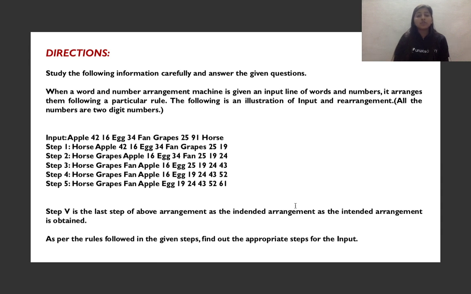So the input is apple 42 16 egg 34 fan grapes 25 91 horse. What do you think has happened? The final step is horse, grapes, fan, apple, egg, 19, 24, 43, 52, 61.